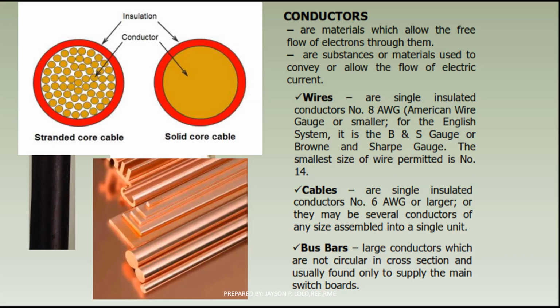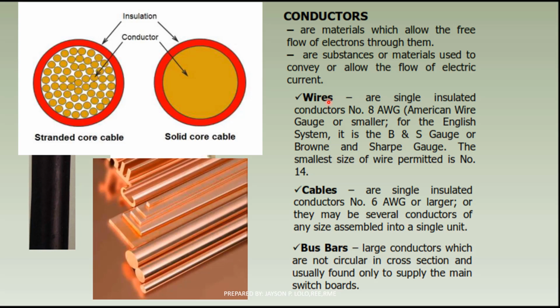Now, conductors are materials which allow the free flow of electrons through them. This was already discussed in week 1. They are the substances or materials used to convey or allow the flow of electric current, and we have 2 different flows of current: the conventional current and the original flow of electrons. Now, we have 3 common conductors in the industry, highly used in the electrical field.